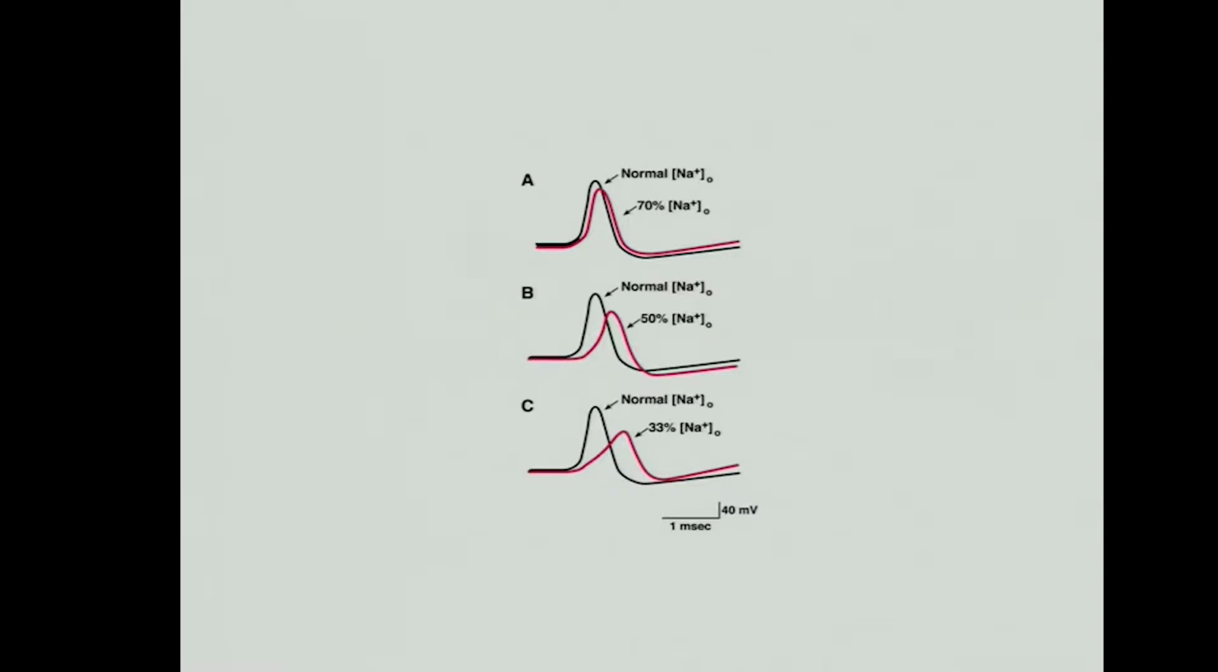What you see here is a series of three different panels, A, B, and C. The black trace is the normal action potential, meaning the action potential recorded in the normal concentration of extracellular sodium. The three red action potentials were recorded in the presence of reduced concentrations of extracellular sodium: a 70% reduction, a 50% reduction, and a 33% reduction. You clearly see that as the extracellular concentration of sodium is reduced, so is the peak amplitude of the action potential.